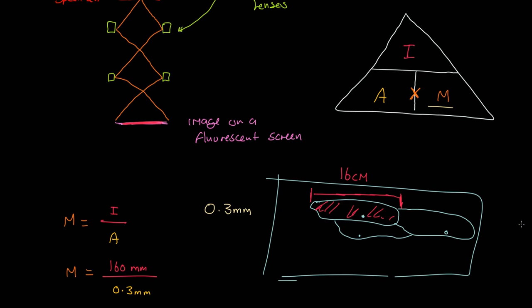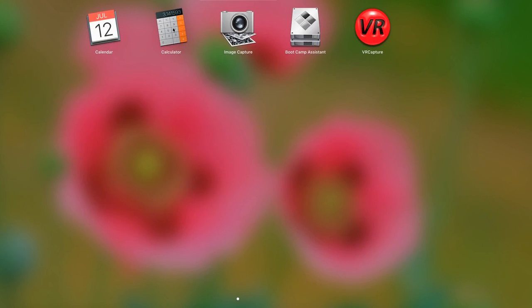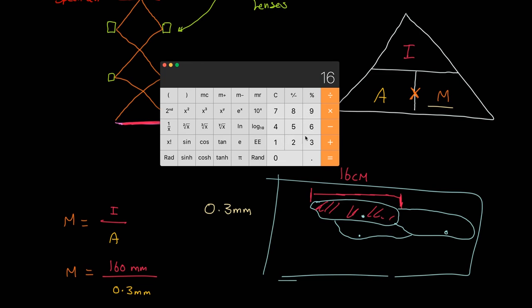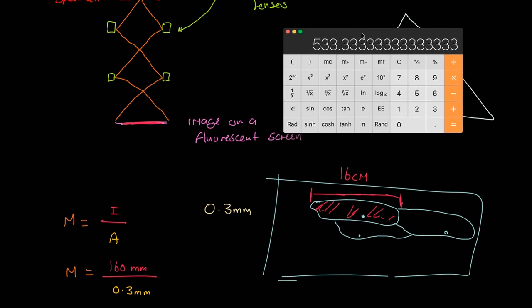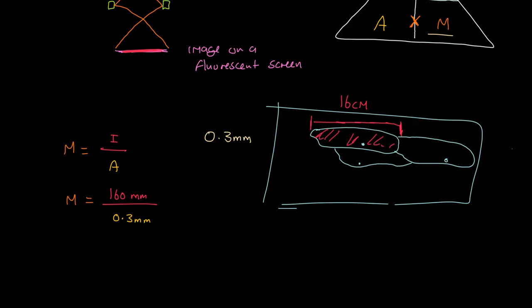So if we calculate that, in fact, I don't think I've got my calculator open. Let me open the calculator. Come on, let's actually do this. So we want to take 160 and we want to divide it by 0.3, and that's going to give us a magnification of 533.3 times. Okay, so we've now got a situation where we can say our magnification is 533.3 times. A little X sign is good for magnification.